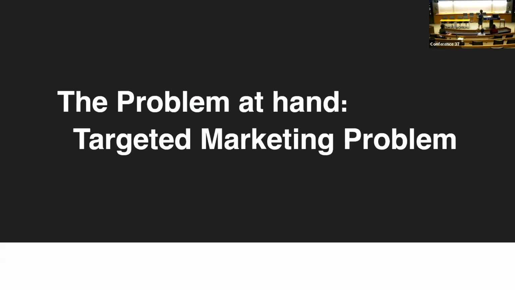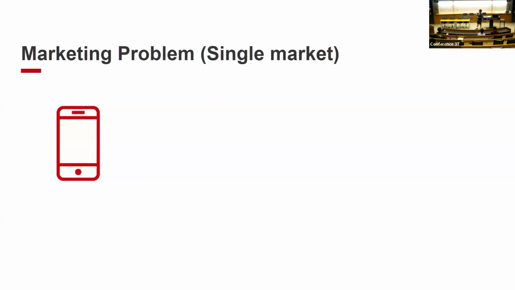So what is the problem I want to solve? We want to solve a targeted marketing problem. And the targeted marketing problem is made of two things: target and marketing. First, let's consider what the marketing problem is. So I want to sell a new phone to some market. Let's consider just a single market.